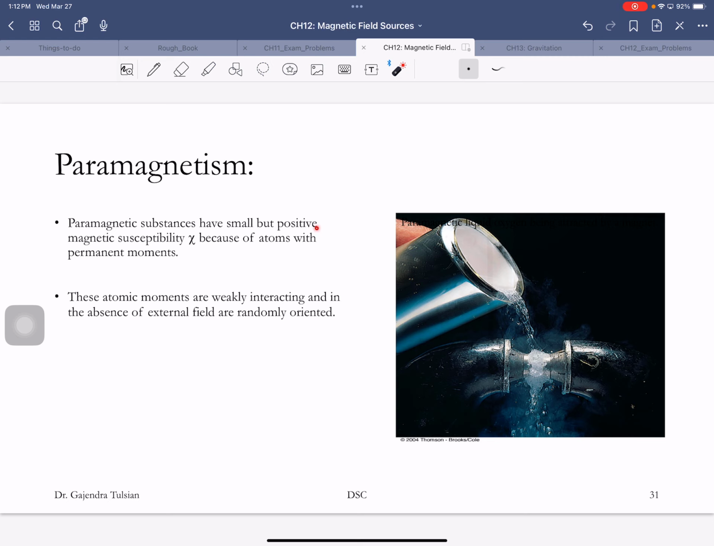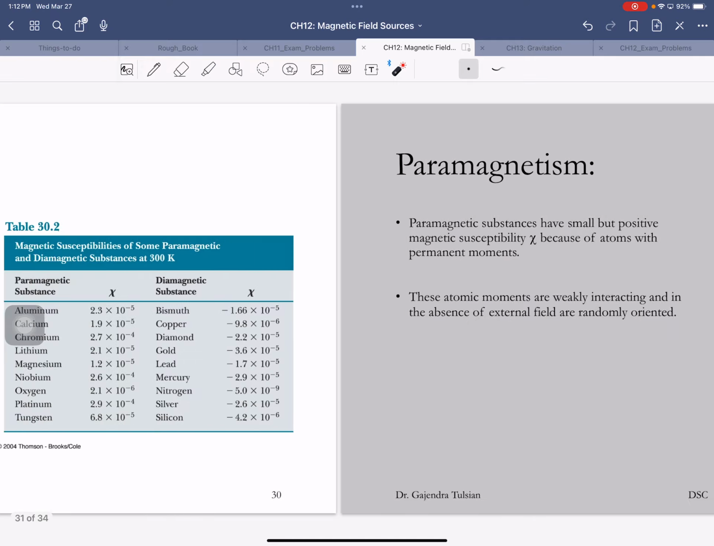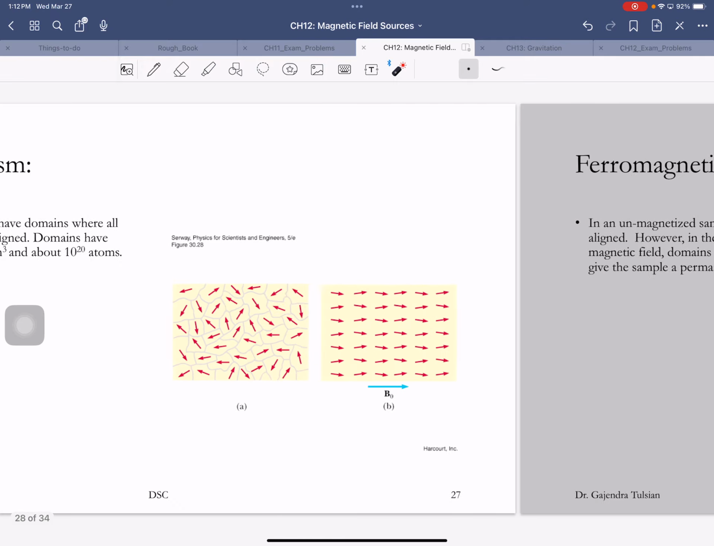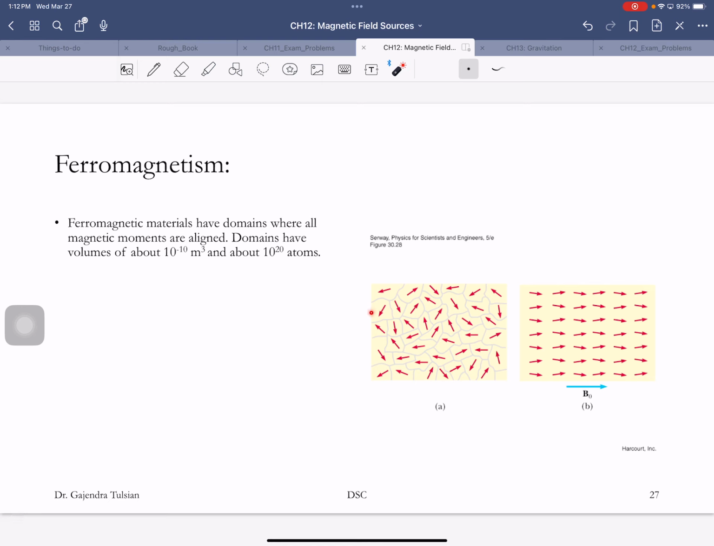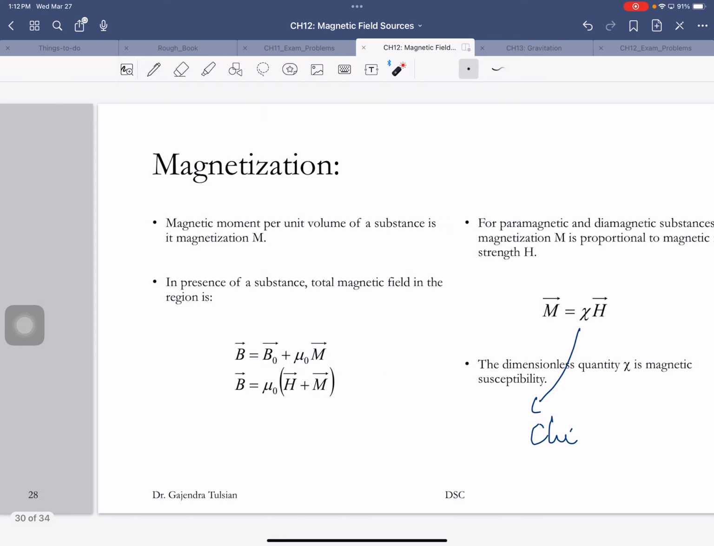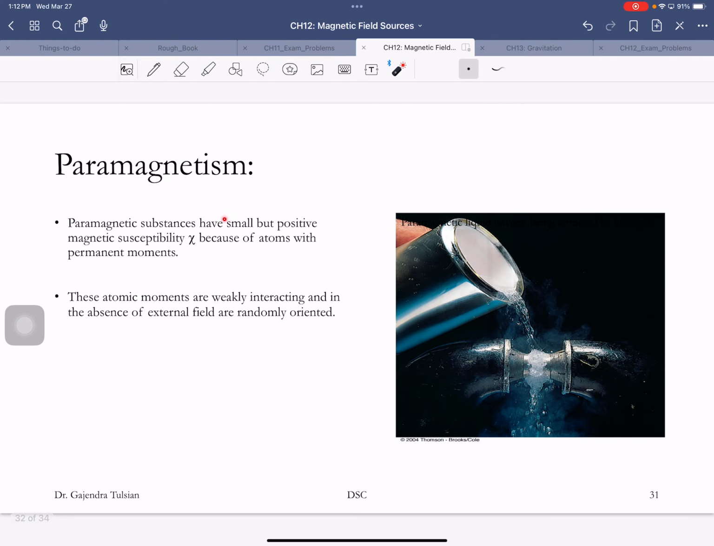Paramagnetic substances have small but positive magnetic susceptibility because of atoms with permanent moments. These moments are weakly interacting, and in the absence of external fields are randomly oriented. In ferromagnetic materials, they're strongly interacting and they'll line up. In a paramagnetic material, even though individual atoms are magnets, they won't line up like this, so you can't make a strong magnet out of them. That's what this statement is saying.